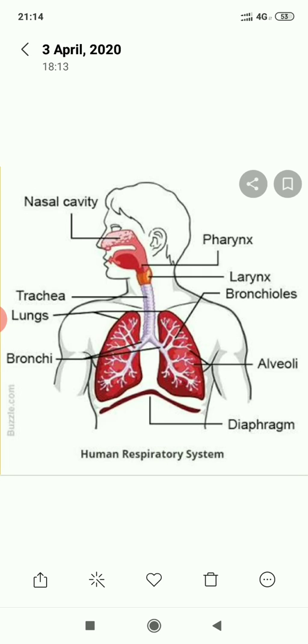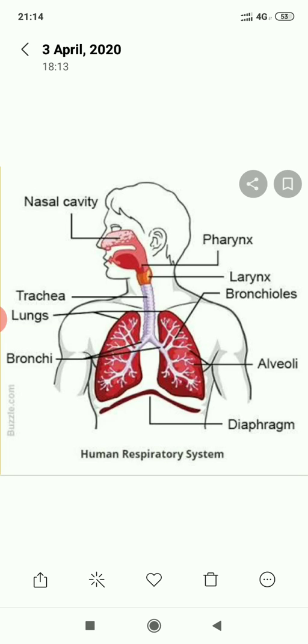Then you can see the larynx, that is the voice box or the sound box. Then you can see the trachea. In the trachea, you can see cartilaginous rings, C-shaped rings, which you can see in the diagram. And why are these C-shaped or cartilaginous rings there? So that they prevent our windpipe, the trachea is called the windpipe, from collapsing.